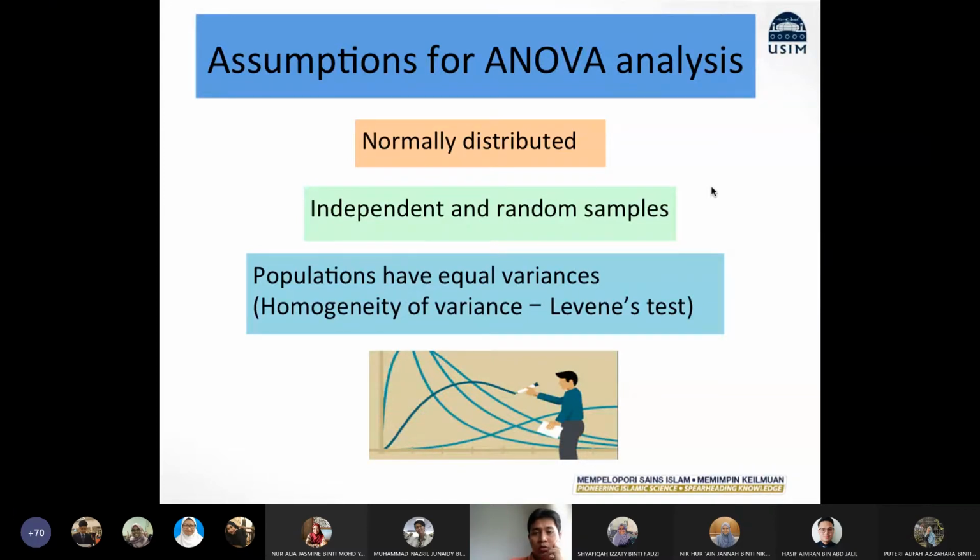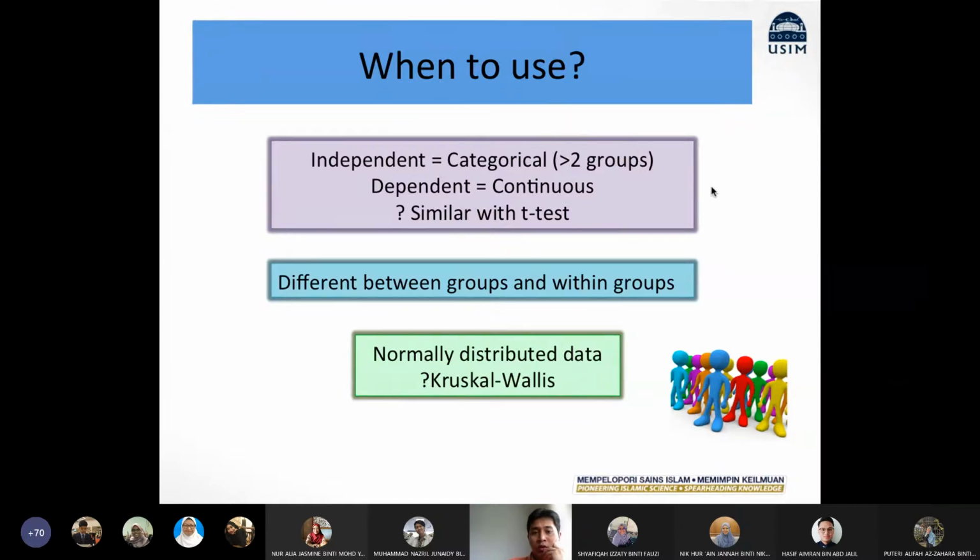Okay, when to use? Similarly, when you come across an independent variable or exposure that is categorical, more than two groups, and a dependent variable that is continuous. So it is similar to t-test, is it? Kan? Tapi t-test ni have two groups, but ANOVA ni more than two groups in the categorical part. So we use ANOVA when we want to check if there is any difference between groups, between A and C, or within the groups, within the A. And then we use it when normally distributed. If not normally distributed, we use Kruskal-Wallis.